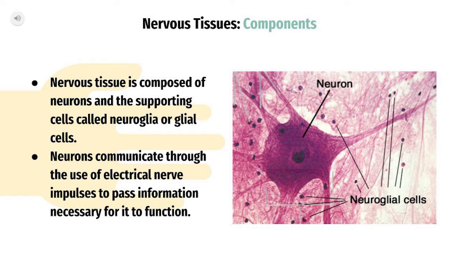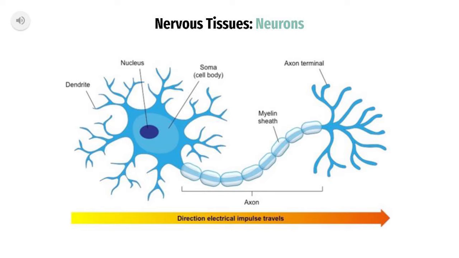Neurons communicate through the use of electrical nerve impulses to pass information necessary for it to function. Its general structure is shown in the next slide. Depicted in the figure is a neuron. These cells have three principal parts: the dendrites, the cell body, and the axon.